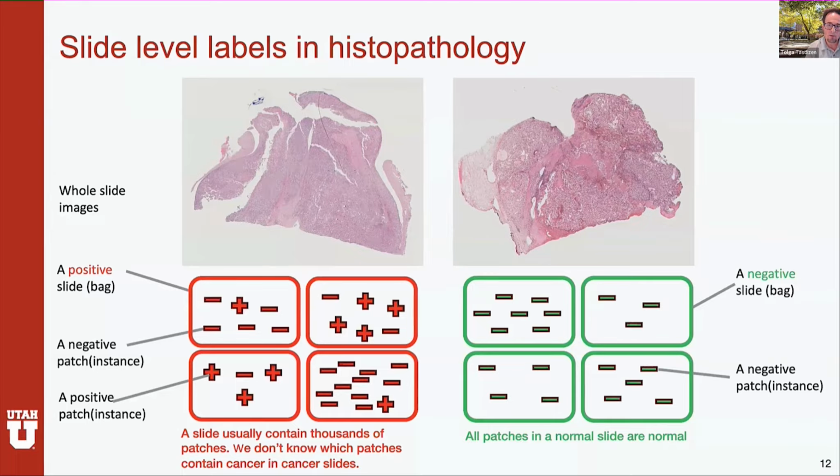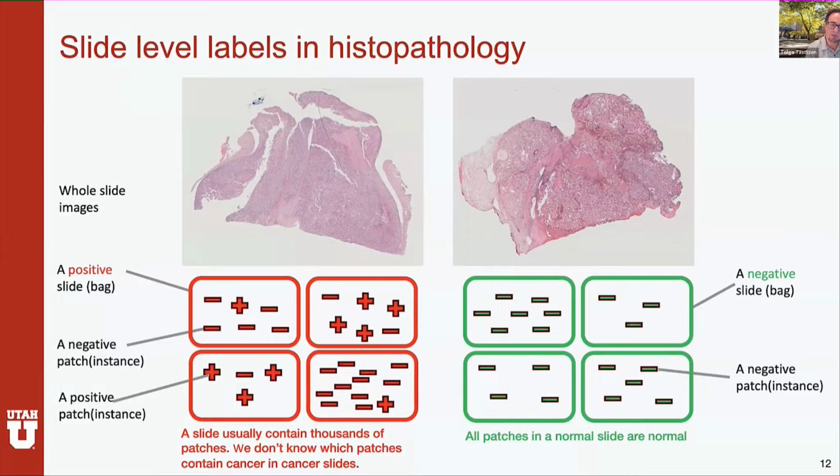So we have two whole slide images here. The one on the left is an example where there's cancer. The one on the right is normal tissue. And the particular way the slide level labeling is going to work here is that, if we call the whole slides a bag, a negative slide, that's a normal slide, by definition will not have any cancer in it, right? So if I look at any patch from this slide, I know that they're all going to be negative.